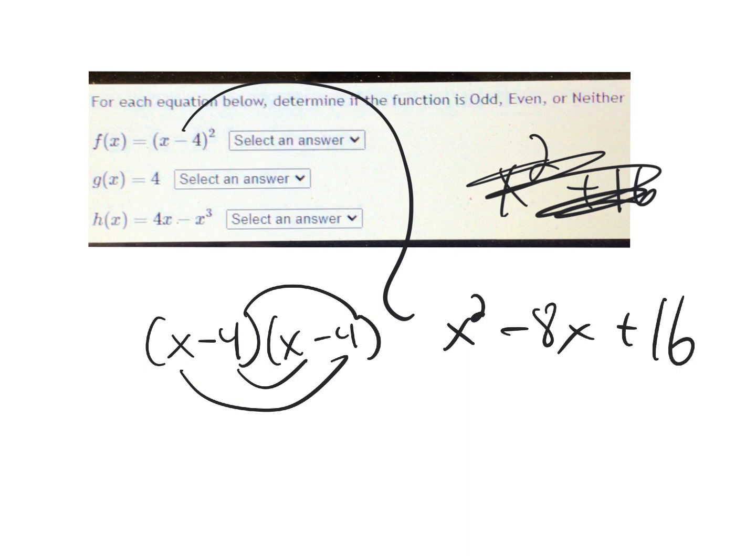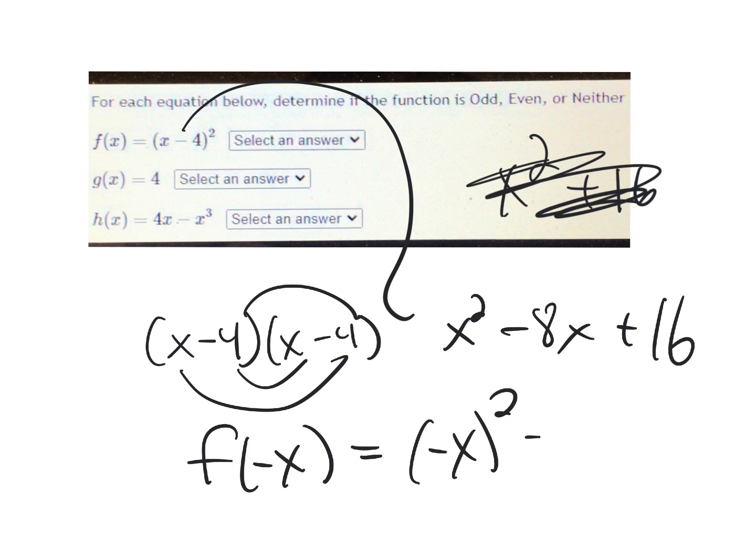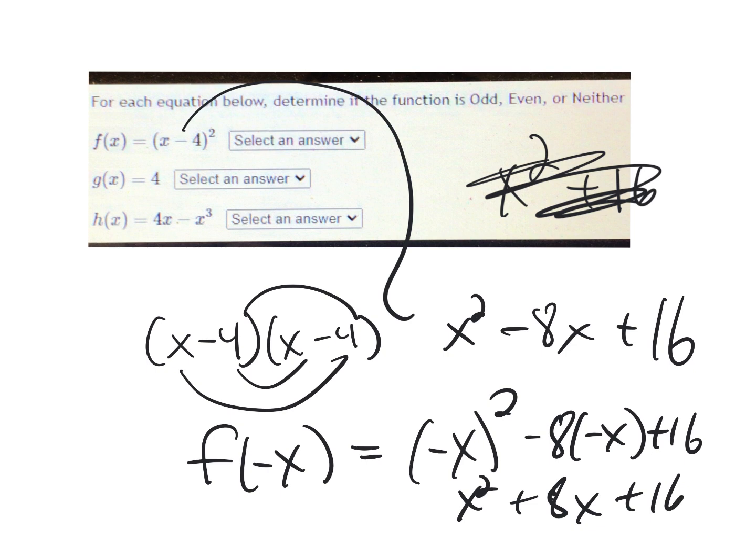Now, if we think about that f of negative x trick, if I drop in negative x, sorry, this should be 8 times negative x plus 16. Well, that's going to become positive x squared. This becomes positive 8x, but that 16 stays positive 16. So do you see how not all the signs changed? Either all the signs have to change, which makes it odd, or none of the signs change, which makes it even. Because only some of them changed. In fact, only one of them changed.